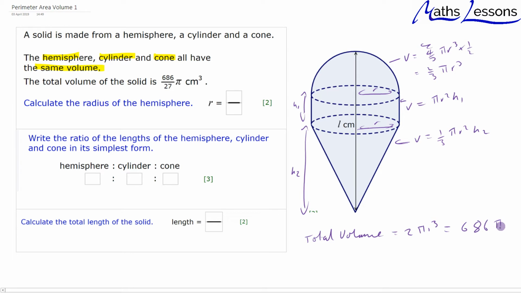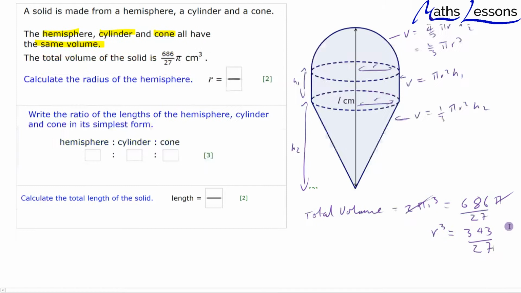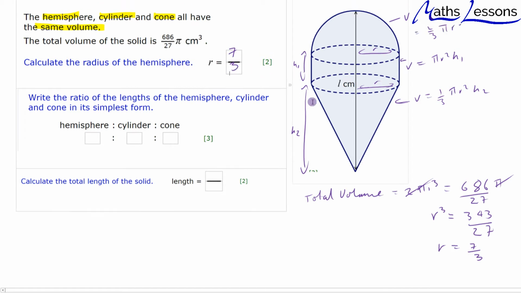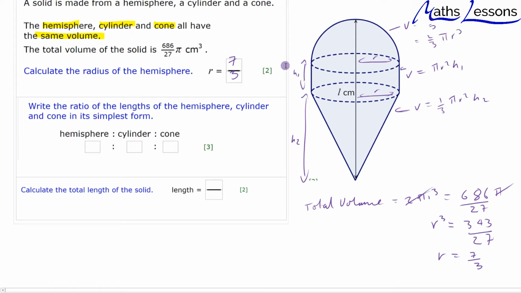686 pi over 27. And if I divide throughout by pi and divide throughout by 2, then I get r cubed will equal 343 over 27. Now I know the cube root of 343 is 7, and I know the cube root of 27 is 3. So r equals 7 over 3. Now, using all that information that I put on the screen, see if you can finish off the question in the next 2 minutes.